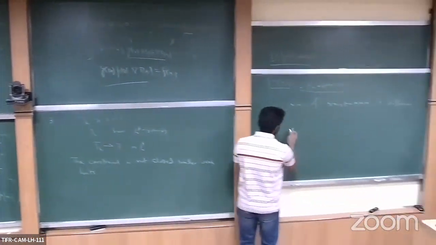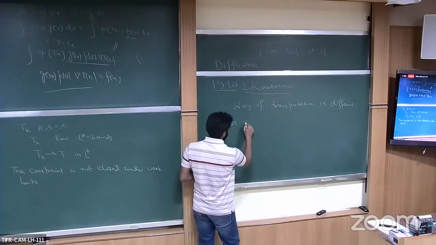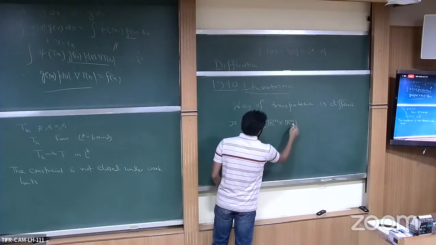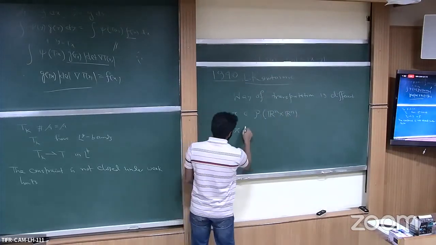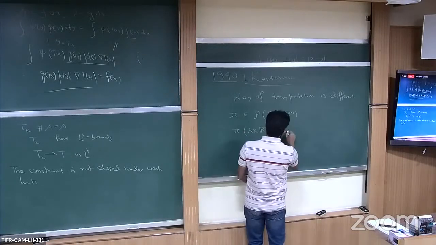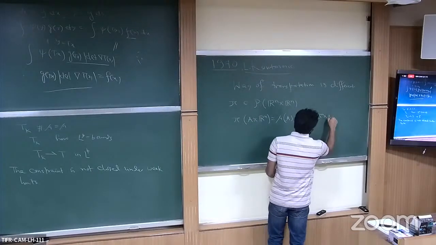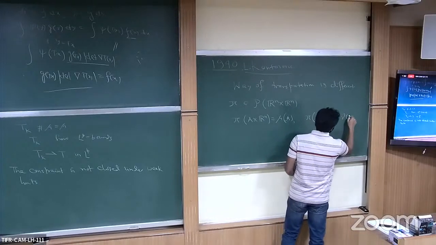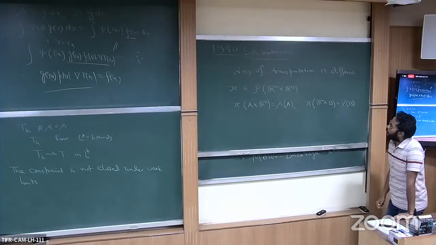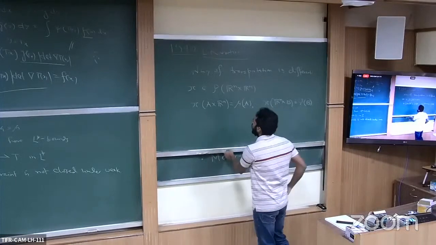So what do I mean by transport plan? Pi will be called a transport plan if it is a joint measure on Rn cross Rn and has marginals, first marginal mu and second marginal nu, that is, pi of A cross Rn is equal to mu of A and pi of Rn cross B is equal to nu of B. So this is what we mean by a transport plan.